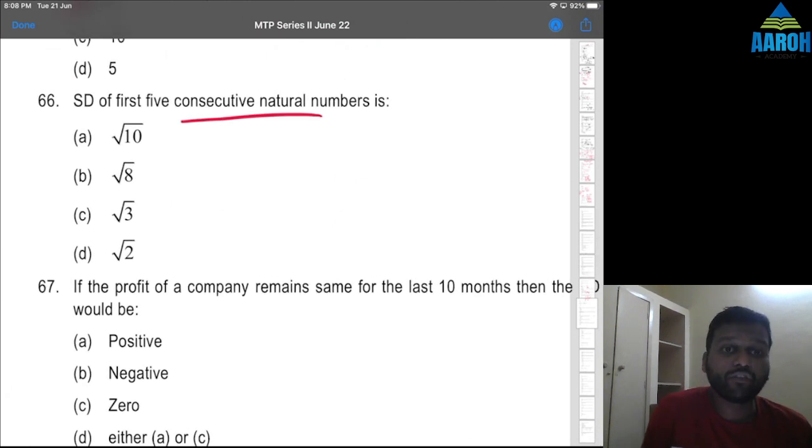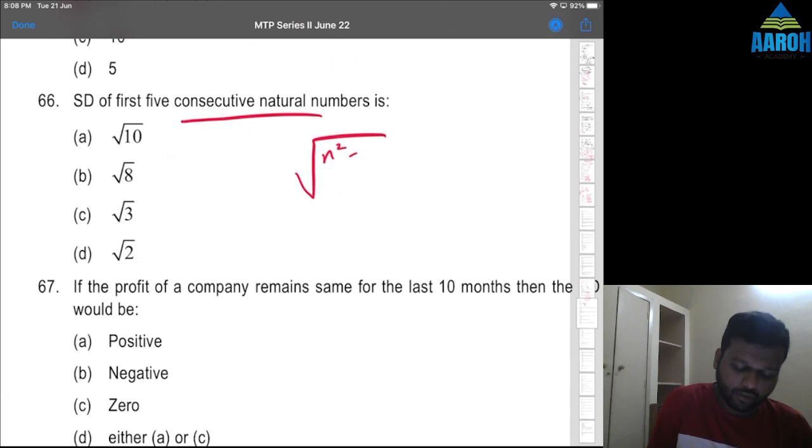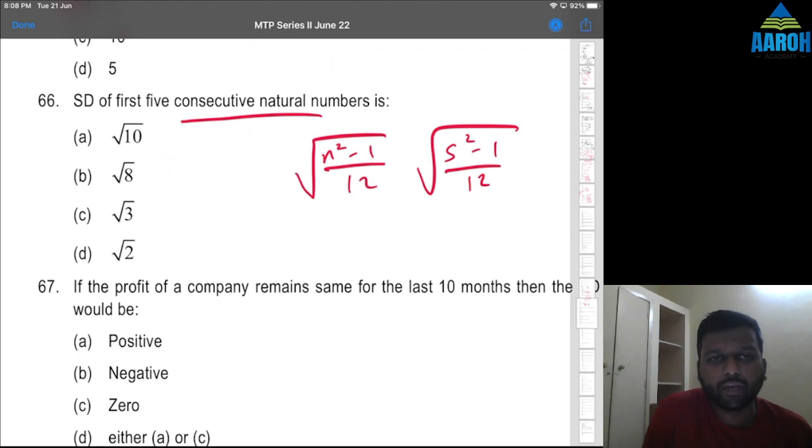There is a direct formula for the SD of consecutive natural numbers, the first n natural numbers, which is the square root of (n square minus 1) by 12. So 5 square minus 1 by 12, square root. So 24 by 12, root 2 is the correct answer, option D.